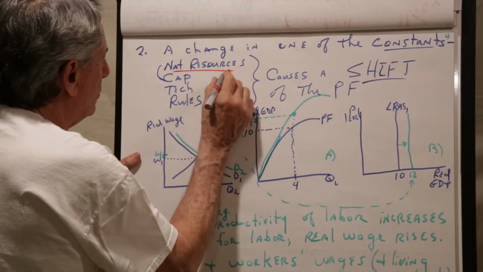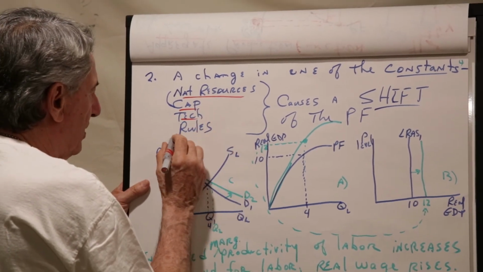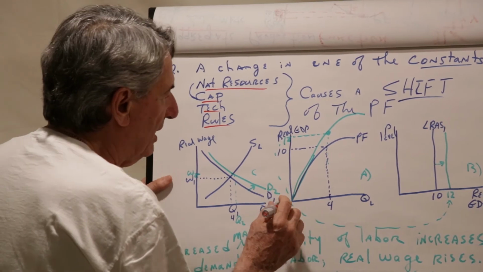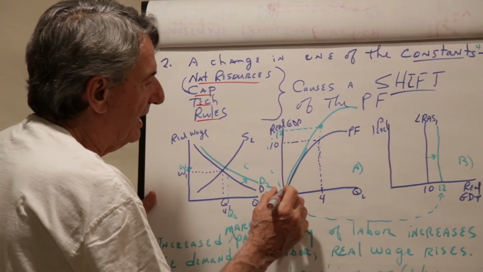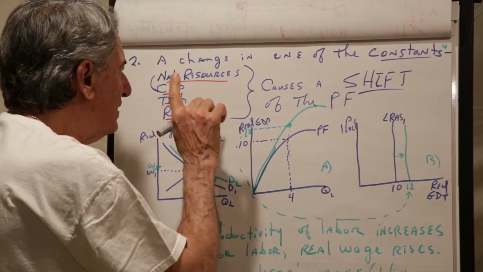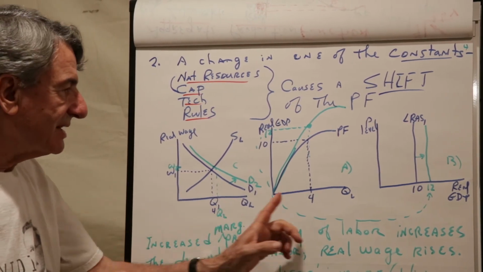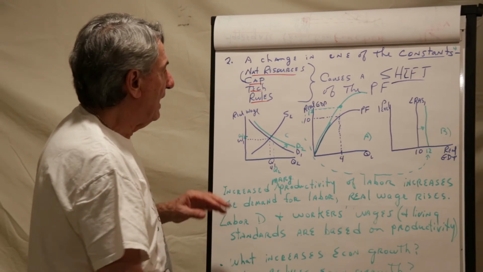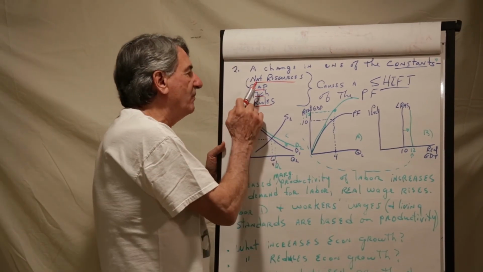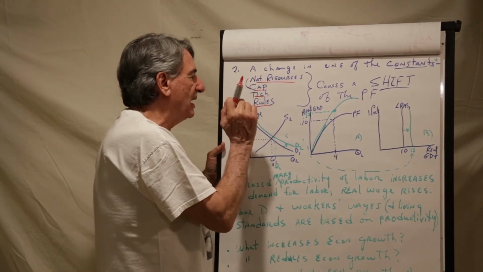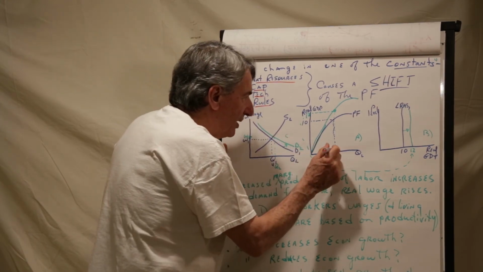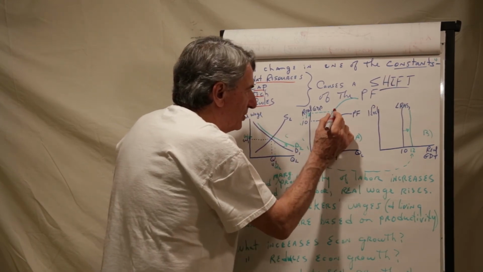If we change the natural resources, the capital stock, the technology, or the rules, if we increase these things, then our little game starts here. Because what each of these does is it allows the same amount of labor to produce more goods and services. If they have more natural resources, more capital, better technology, or if the rules improve, the same number of workers, 4 in this case, can now produce more than they would have before.